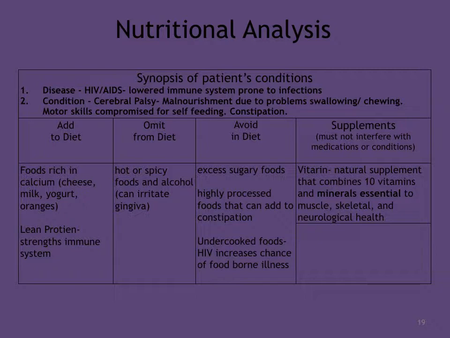Omit from diet: hot or spicy foods and alcohol, which can irritate the gingiva. Avoid in diet: excess sugary foods, highly processed foods that can add to constipation, and undercooked foods, as HIV increases the chance of foodborne illnesses. Supplement: Vitarin. This is a natural supplement that combines 10 vitamins and minerals essential to muscle, skeletal, and neurological health for patients who have cerebral palsy.